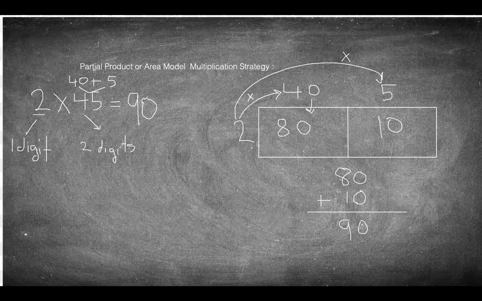Okay. What if we have 1 digit times 3 digits? What do we do then? Okay, so let's clear all of this. And now let's do 3 times 194. Okay, again, 3 is 1 digit.